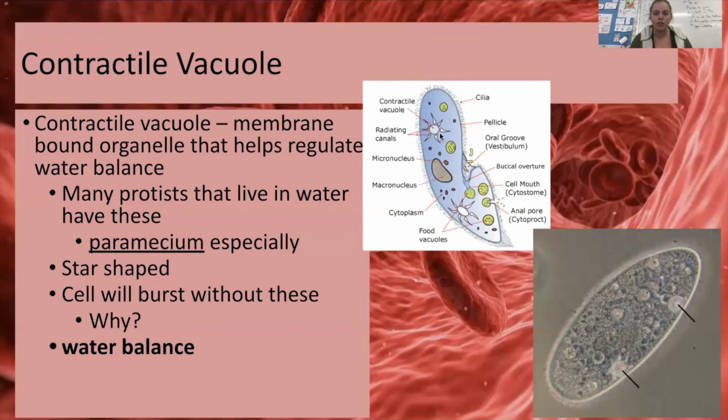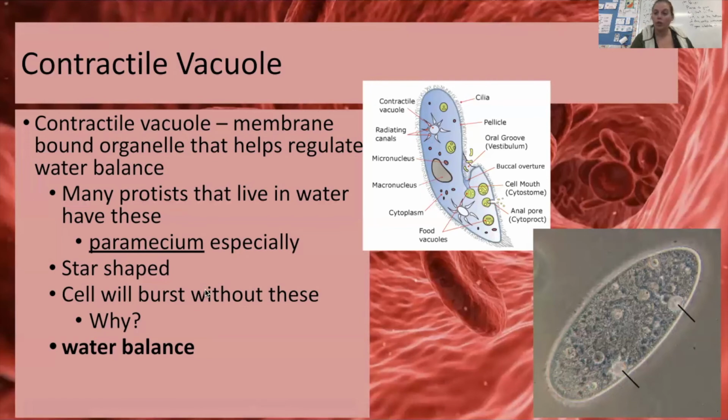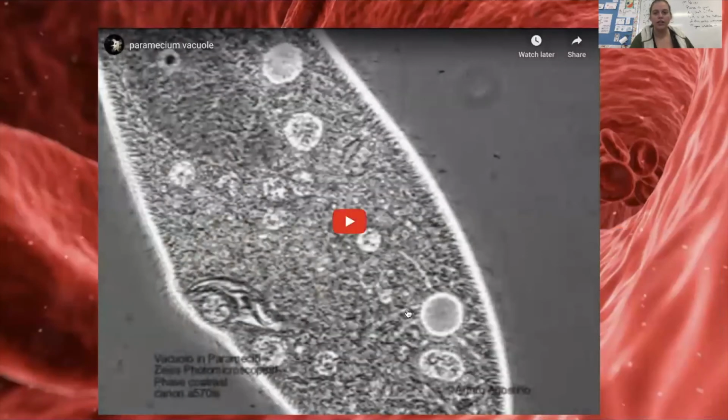So this is a contractile vacuole here in a paramecium. And as the cell fills up with water, the contractile vacuole is going to swell up like this. And then all of a sudden it's going to squeeze all the water out. And this is one that's starting to squeeze, and they take on this star shape when they empty out. So the cell will burst without these because, again, all that water is flowing into the cell from a high to a low concentration. This is a video that will show you how these contractile vacuoles work.